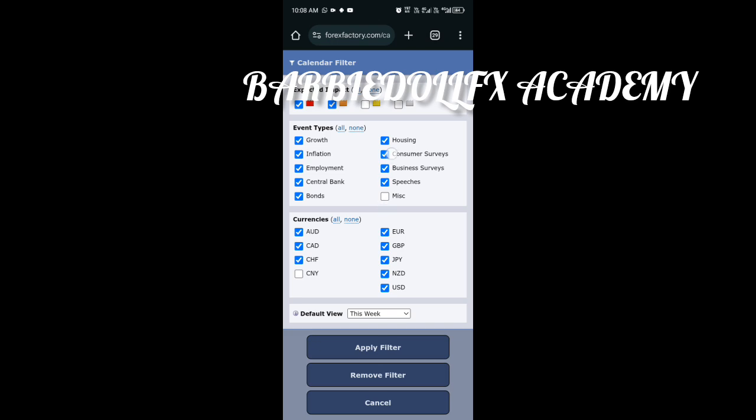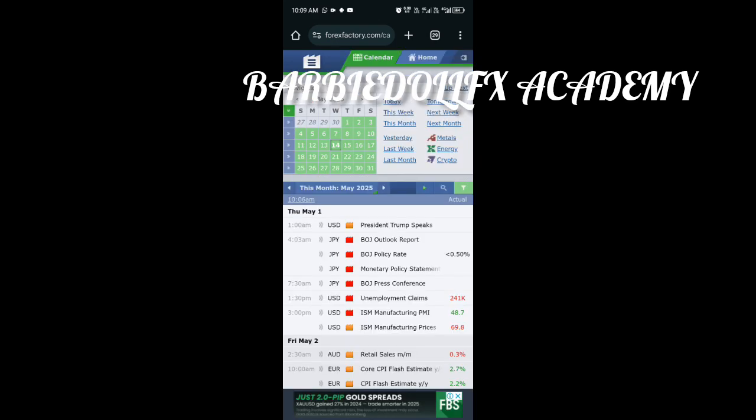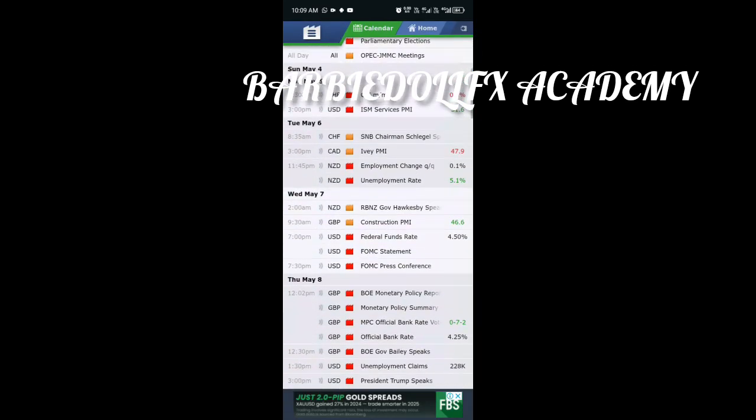You see the whole currency list: AUD, CAD, CHF, Euro, GBP, JPY, NZD, USD. Then growth news. These are the event types that usually happen. Bonds, I don't actually use them, but it doesn't matter. Even if you leave them, it doesn't matter. You can decide to just remove them, because sometimes they might have some impact on the news. You now tap on apply filter, and once you tap on apply filter, you will see that your chart will start looking like this.